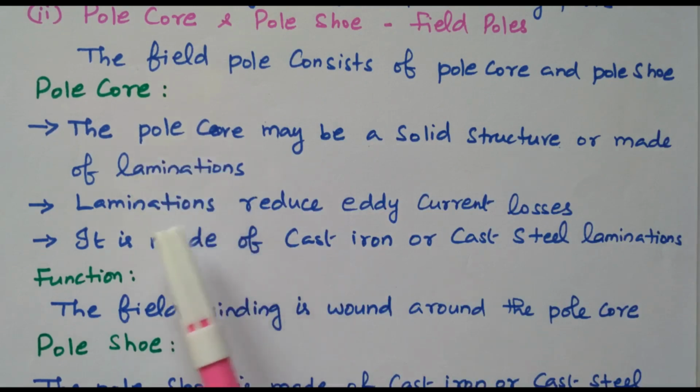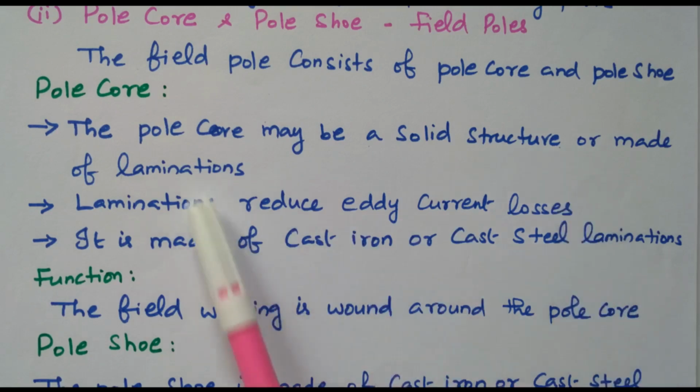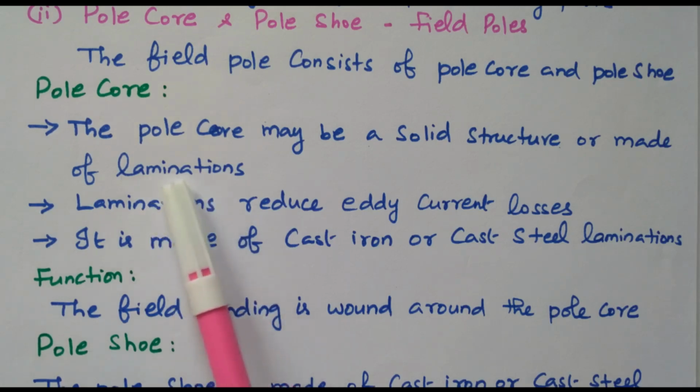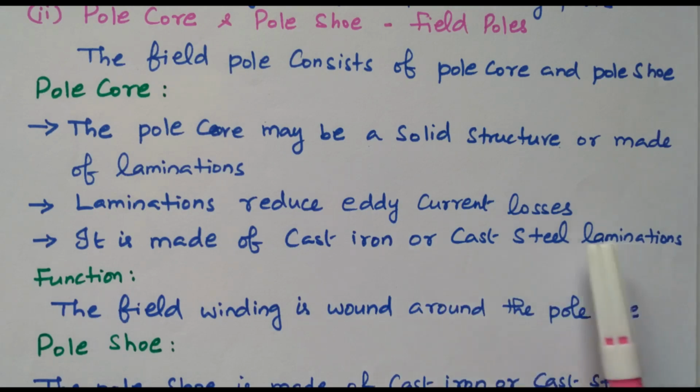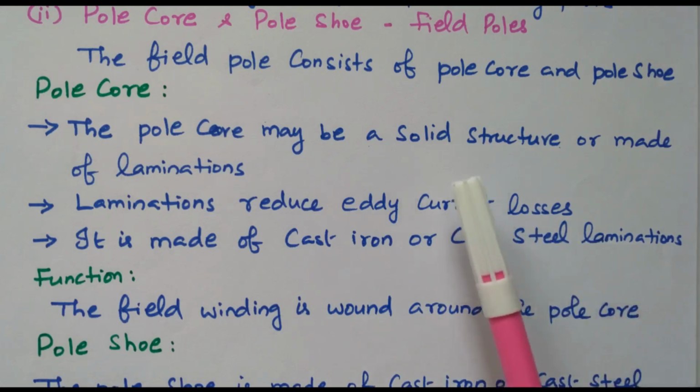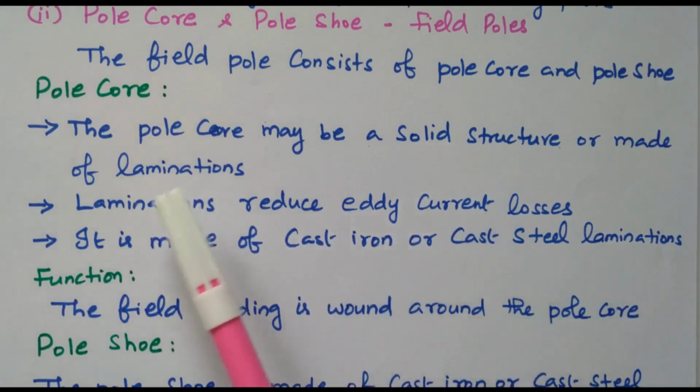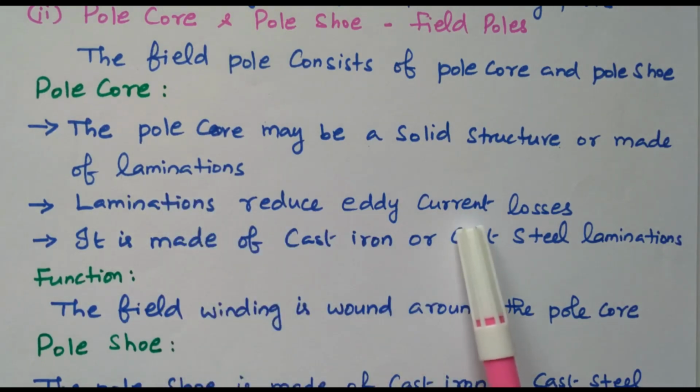This is called a pole core. It may be a solid structure, but normally it is based on lamination, like thin sheets, like a notebook. Every sheet is laminated so that we can reduce the losses. Lamination reduces the eddy current loss. It is made up of cast iron or cast steel lamination. The solid structure is applicable for only a few machines. N number of thin sheets are compressed together, but each sheet is laminated with varnish, so that the eddy current loss will be reduced.